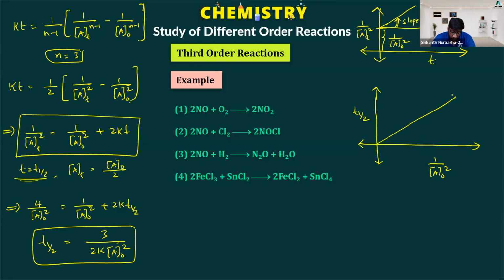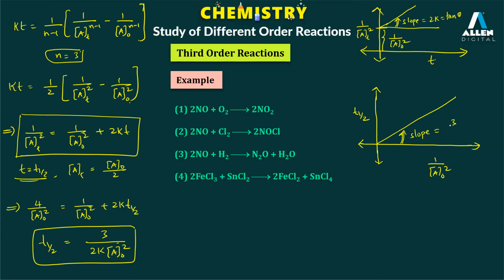You will get a straight line passing through the origin, with slope 3 by 2k. T half you have taken on the y-axis, and 1 by a naught square you have taken on the x-axis. You will get a straight line with a slope of 3 by 2k.